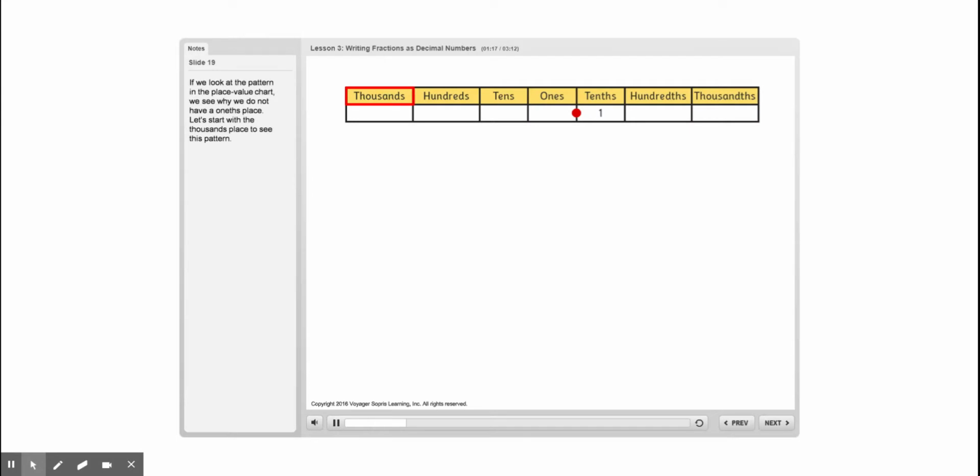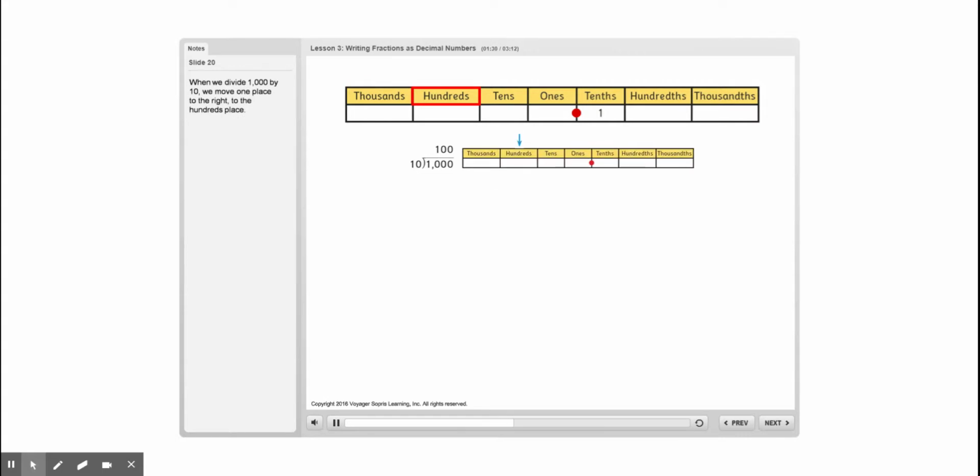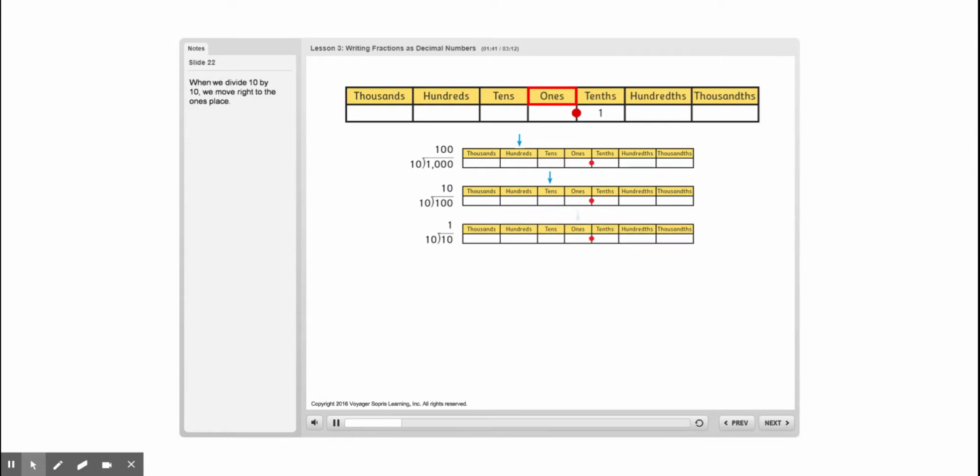If we look at the pattern in the place value chart, we see why we do not have a oneths place. Let's start with the thousands place to see this pattern. When we divide 1,000 by 10, we move one place to the right, to the hundreds place. When we divide 100 by 10, we move right to the tens place. When we divide 10 by 10, we move right to the ones place.